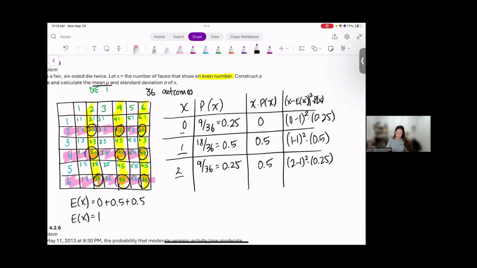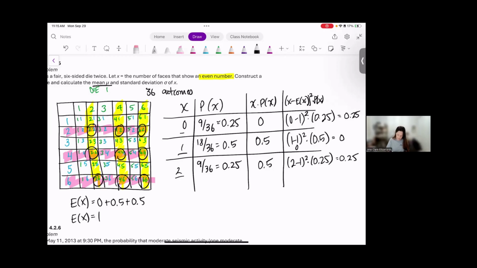So I'm going to use my calculator. This is going to give me 0.25, because 0 minus 1 is -1. -1 squared is 1. 1 times 1/4 is 1/4. The second one is going to be 0, because 1 minus 1 is 0, and 0 times anything is 0. And then the third one, 2 minus 1 is 1. 1 squared is 1. 1 times 1/4 is 1/4.